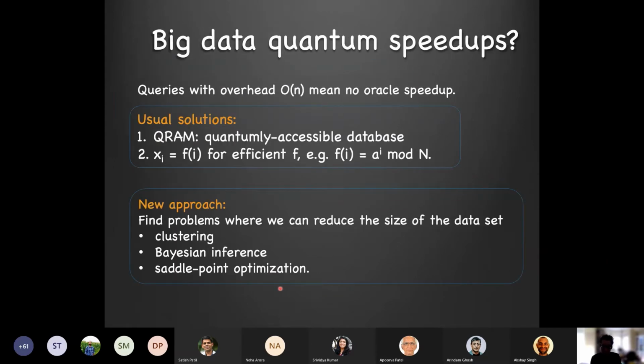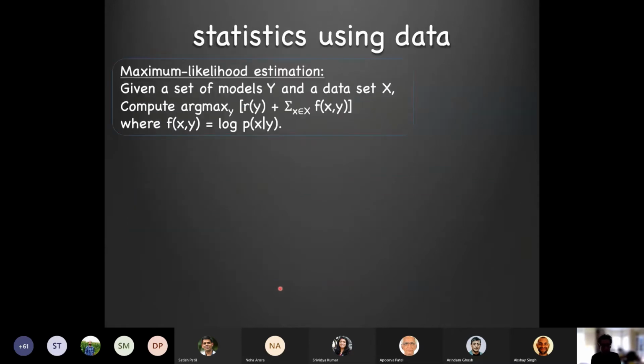So let me now talk about that in a little bit more technical detail. Maybe I can pause now if there are any questions.